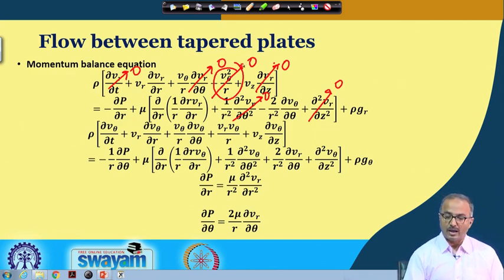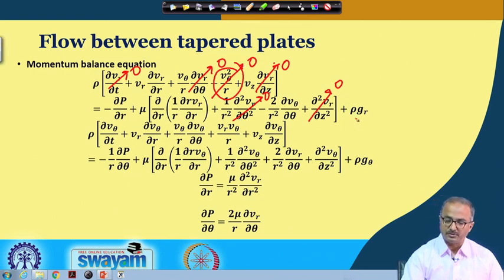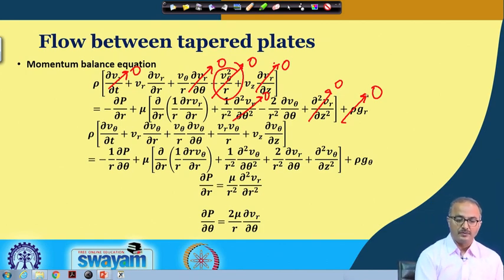And we are assuming that there is no body force, so this particular term in the radial direction is taken to be 0. And so we are left with what?